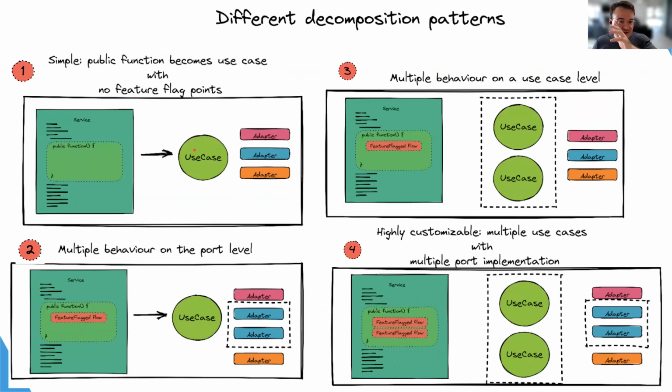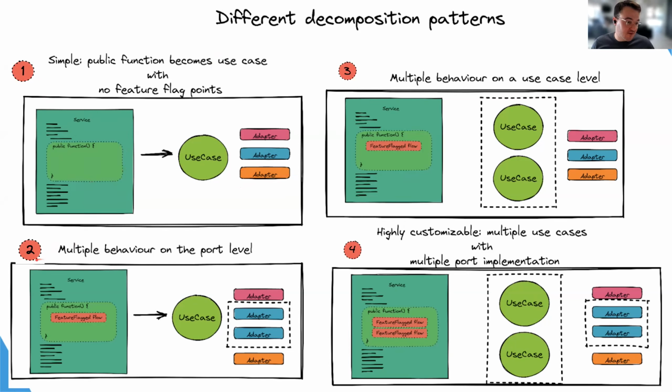Finalizing, one of the last slides. So this migration from large service class functions to use cases can show different patterns. The first one, a very simple pattern, is when you have a public function in a large class that doesn't have feature flags, doesn't have anything, it's simple. Okay, it straight away becomes a use case class with certain adapters. So the calls to collaborators that are in the function just become calls to ports that are resolved by adapters.